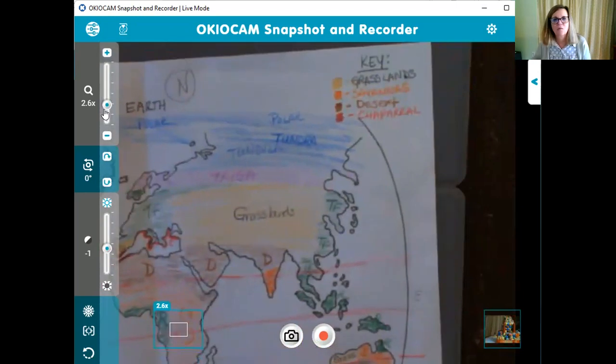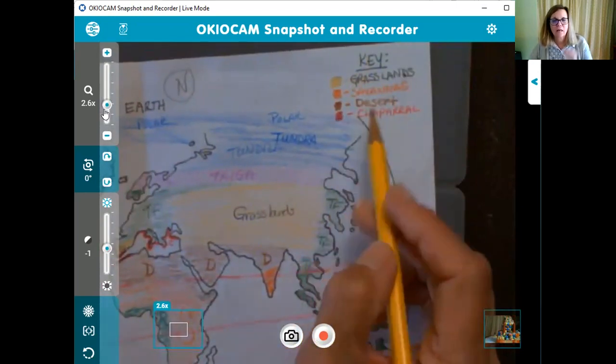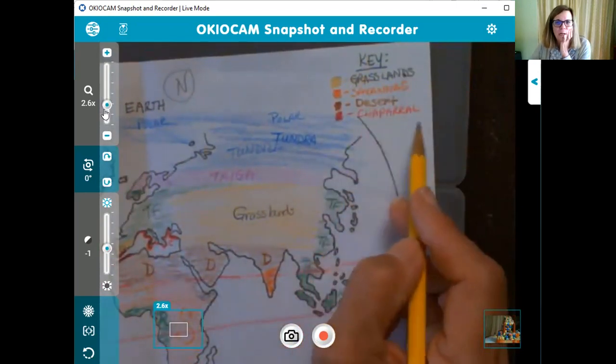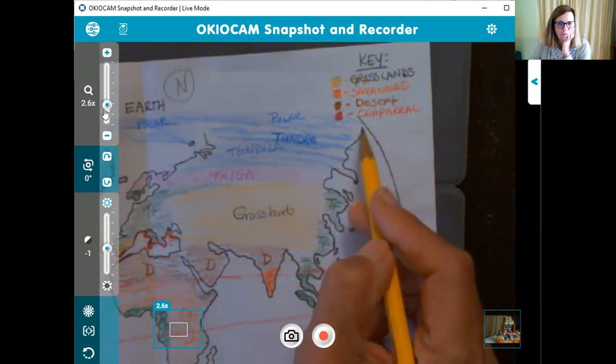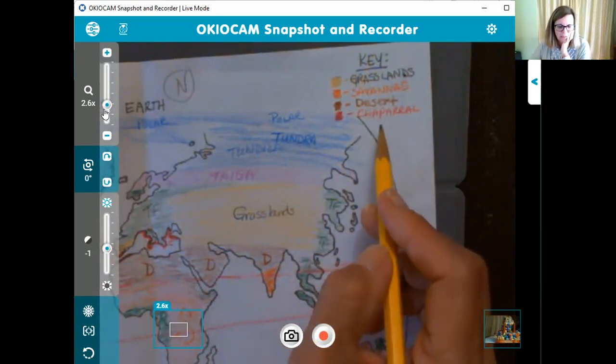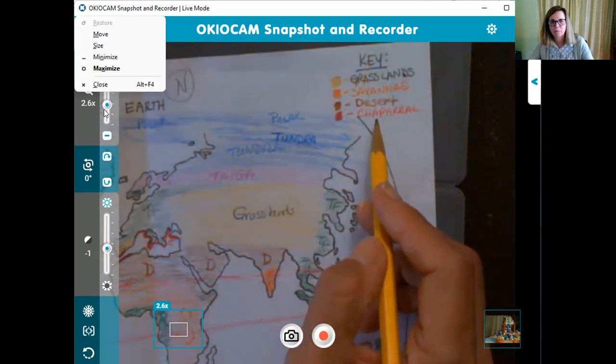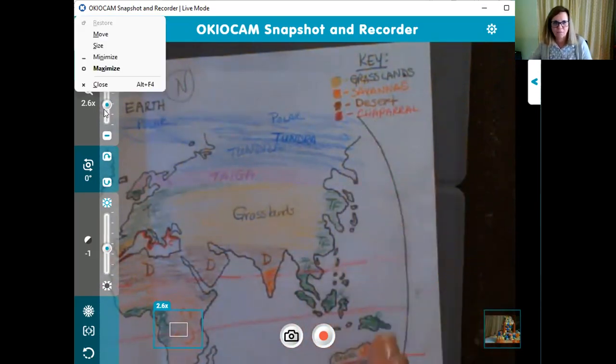All right, and the last one is the smallest area of biome on the earth, and that's the chaparral. And a lot of times that gets overlooked. As a matter of fact, when I was creating this sheet for you, I forgot to put the chaparral in, so I wrote it at the bottom of the sheet, okay? So what is the chaparral?